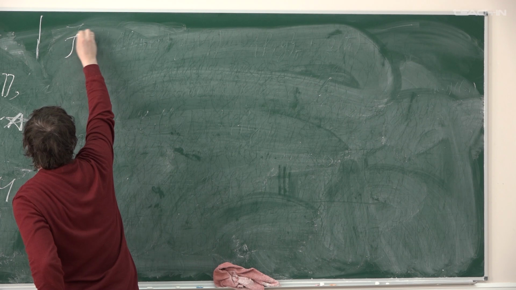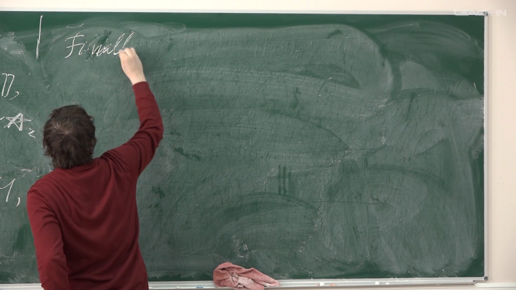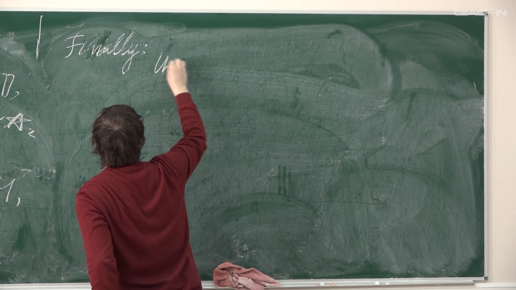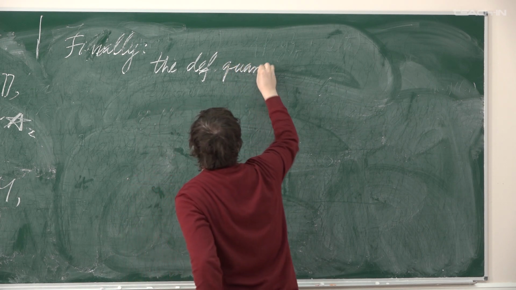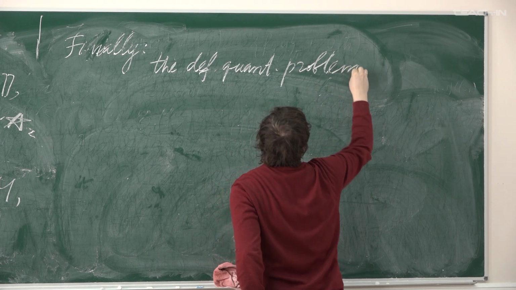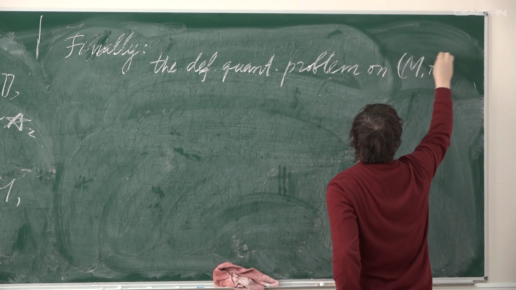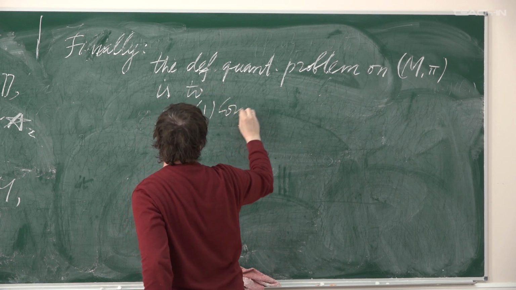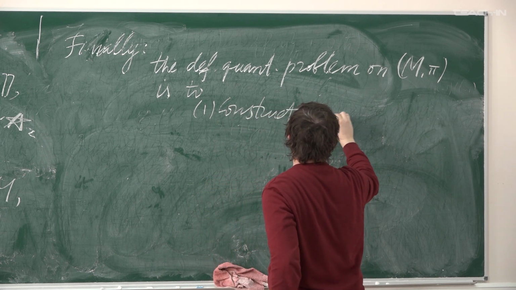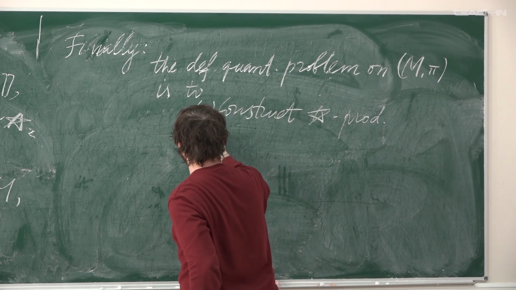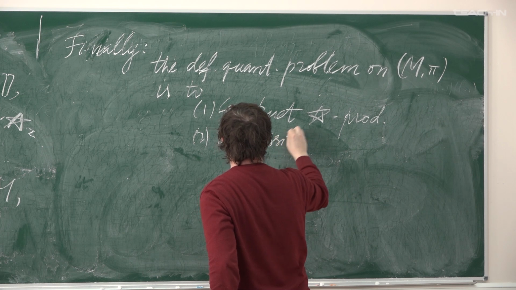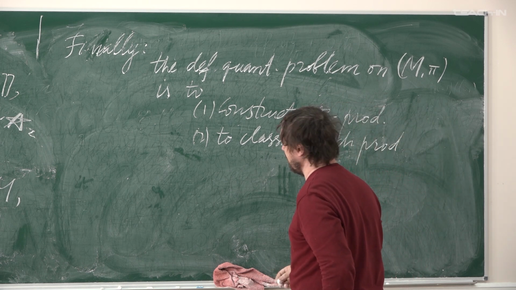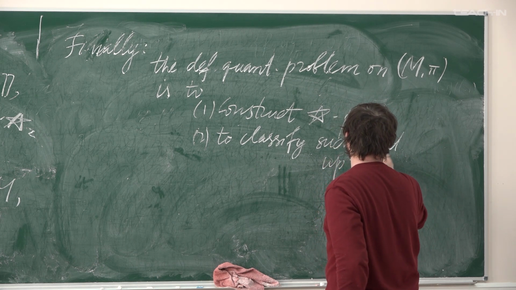So finally, the deformation-quantization problem on (M, pi) would be, or is, number one, to first construct a star product, and number two, to classify such products up to isomorphism, up to equivalence.